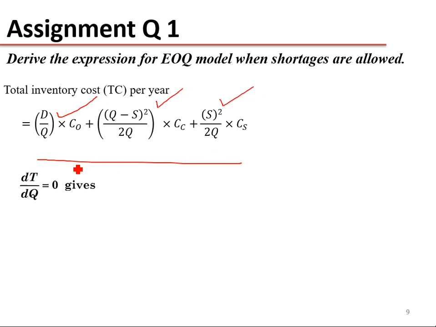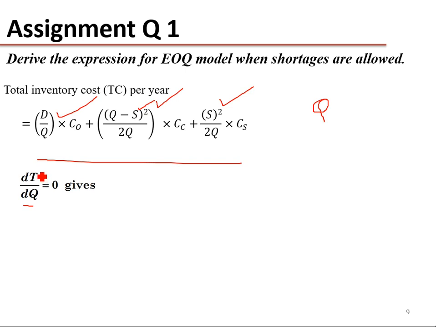And in this case we know that there are two variables, Q and S. So we have to solve these two variables with the help of differentiation. First we do the differentiation with respect to Q, and next we do the differentiation with respect to S for this equation. Okay, let's start first with differentiation with respect to Q.